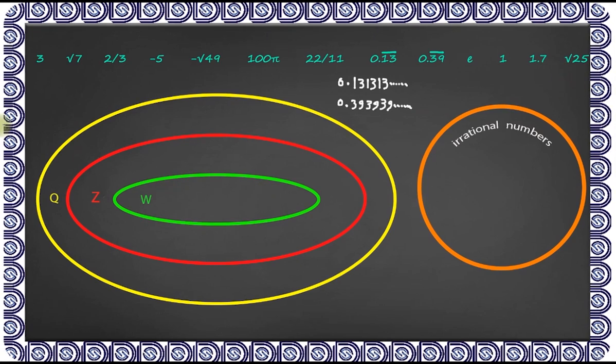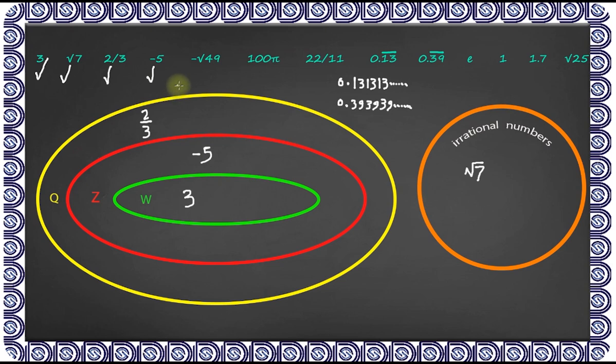The first number is 3. 3 is a whole number. And the next number is the square root of 7, which is an irrational number. The next number is 2 over 3, which is a rational number. Now the next one is negative 5. Negative 5 is an integer.